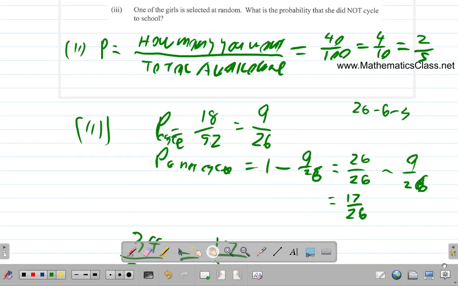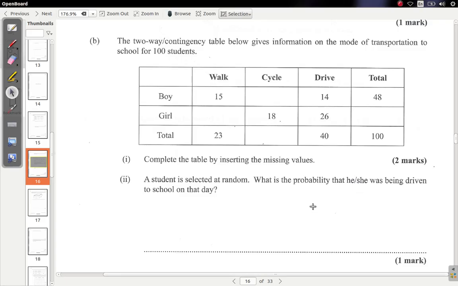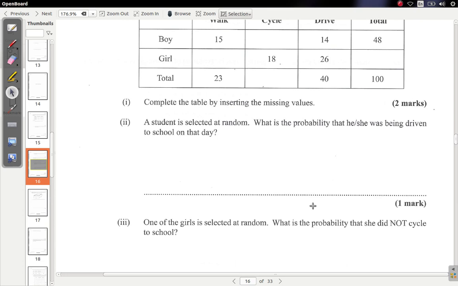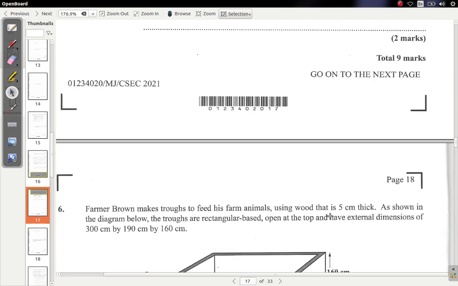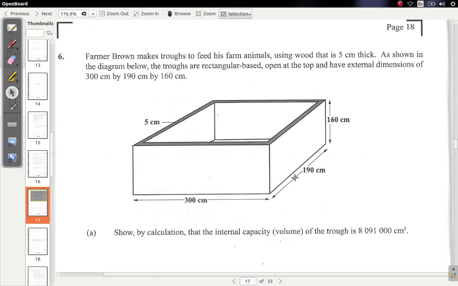Alright, let me see what it's going to say. My girl not select. Good. That is question 5B. So next time we look at question 6 and see what I say.